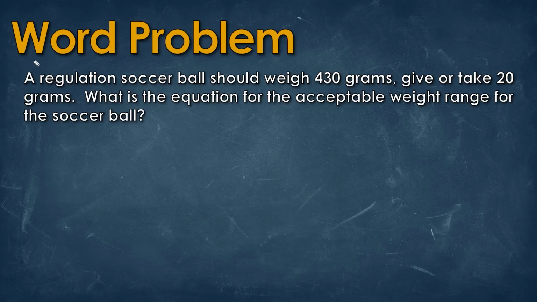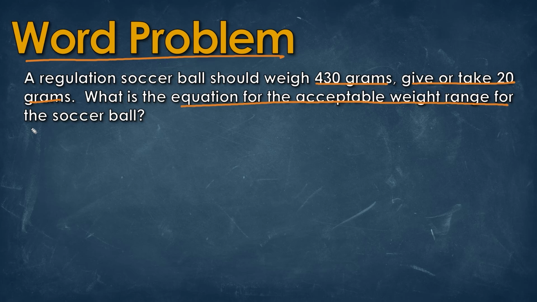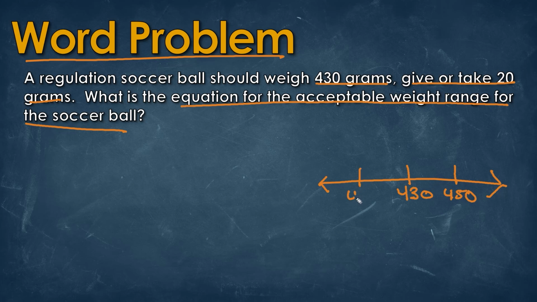So, solving using absolute value: a regulation soccer ball should weigh 430 grams, plus or minus 20 grams. What is the equation for the acceptable weight range of the soccer ball? So we can see this in terms of a number line, where in the middle we're going to have that 430 grams. But we have to take into account that a soccer ball could weigh 20 grams more at most, which would be 450, and then minus 20, which would be 410. So this soccer ball must exist within these two parameters.